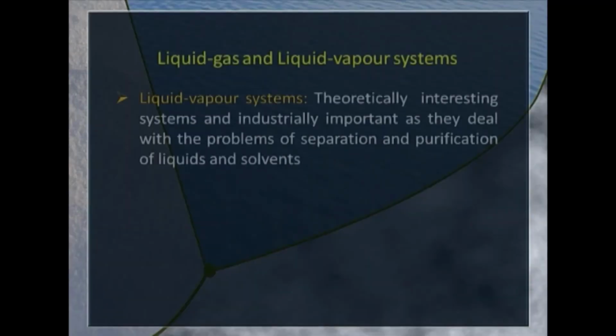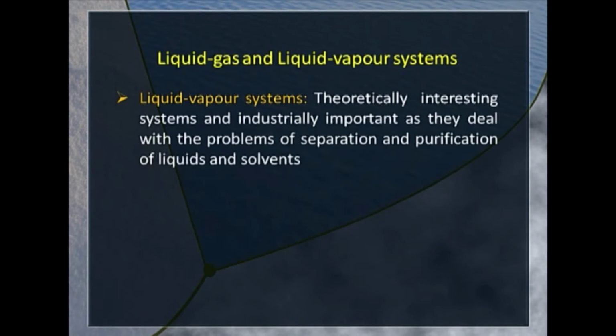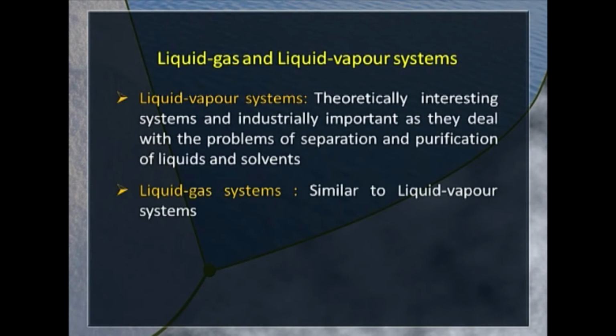Let us look at liquid-gas and liquid-vapor systems. Liquid-vapor systems are very important both from a theoretical point of view as well as an industrial point of view, because they deal with separation and purification problems where we handle tons of liquids and solvents. But it is worthwhile to spend some time discussing liquid-gas systems, which are very similar to liquid-vapor systems, and several ideas can be borrowed from liquid-gas systems.